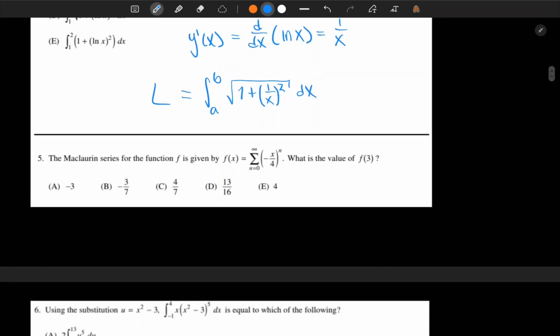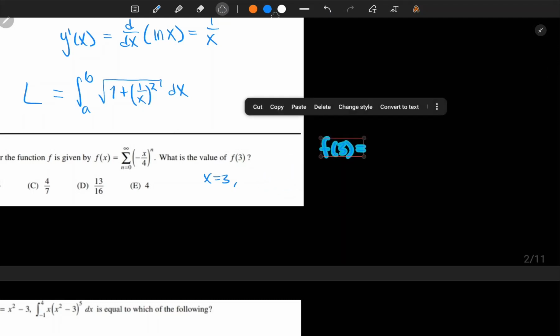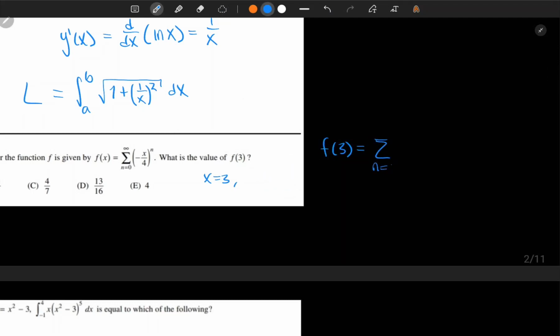Next, the Maclaurin series for the function f is given by f of x is equal to the sum from n is equal to 0 to infinity of negative x over 4 all to the n. We wish to find the value of f of 3. To do this, we first note that when x is equal to 3, f of 3 is equal to the sum from n is equal to 0 to infinity of negative 3 over 4 to the n. But the absolute value of negative 3 over 4 is less than 1.